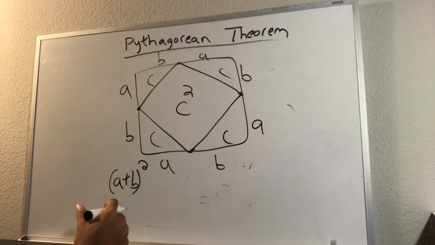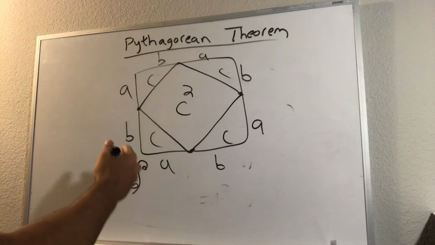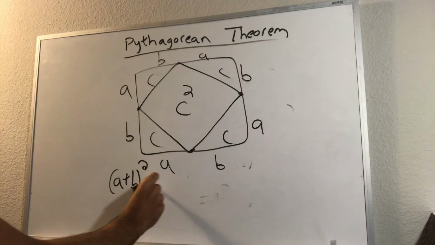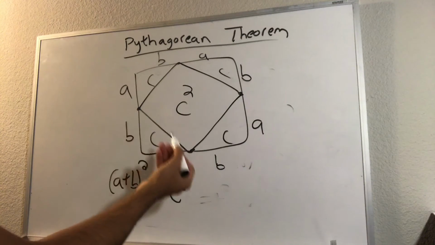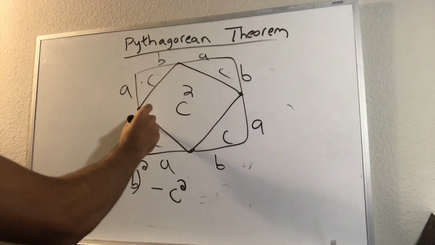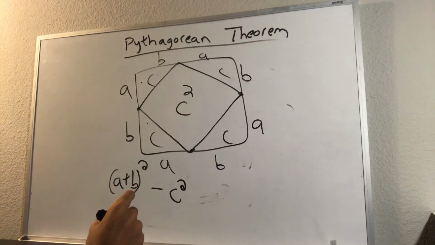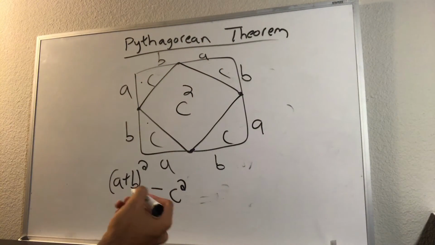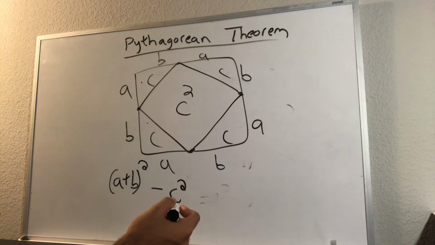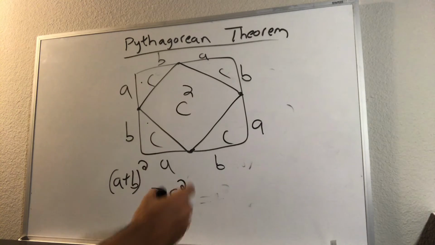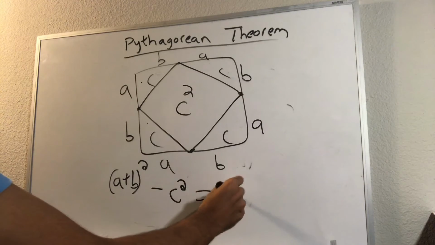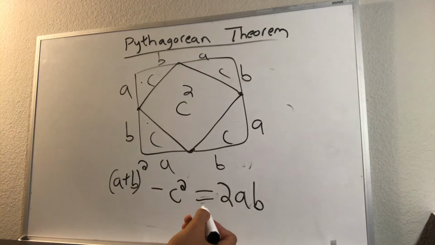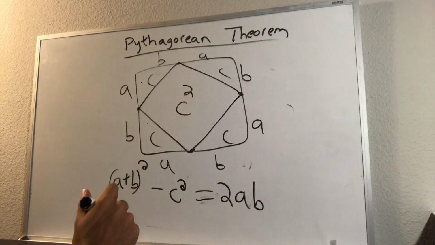Now, if we subtract the area of the smaller square from the larger square, that means we're doing a plus b squared minus c squared. And what should that give us? Well, it should give us the area of the 4 smaller triangles. Now, how do you find the area of a triangle? It's half times base times height. So you have half times a times b, half ab. However, there are 4 triangles, which means half times a times b times 4 is 2ab. So this must be true by just looking at the diagram.